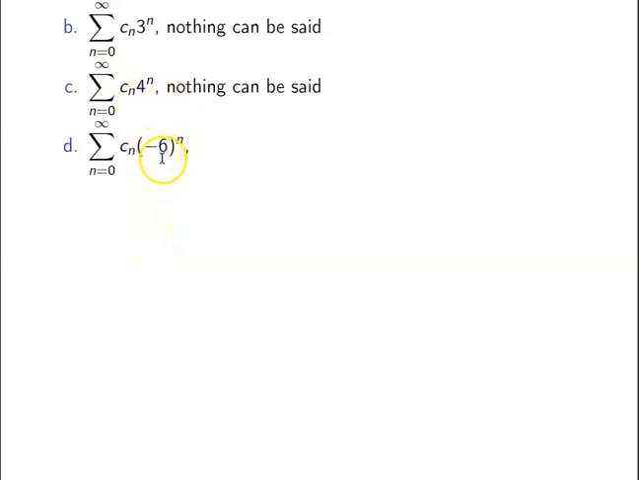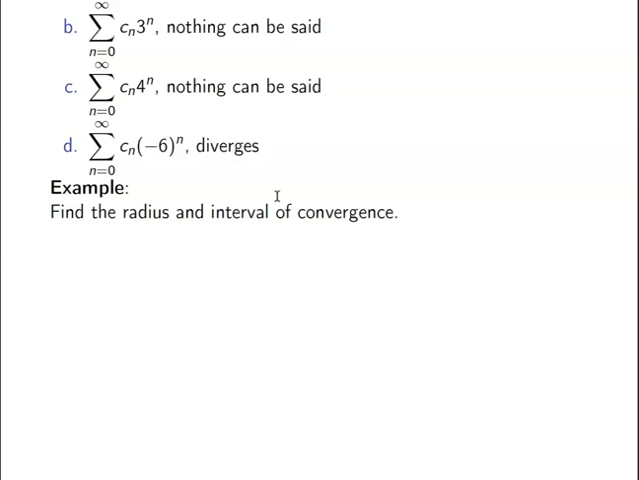Here, I'm 6 away from 0. I know that once I hit a distance of 5 or more away, I diverge. So this is going to diverge as well. Okay, so let's look at another example. We want to find the radius and interval of convergence. So here I have a series, -1 to the n, and x to the n.